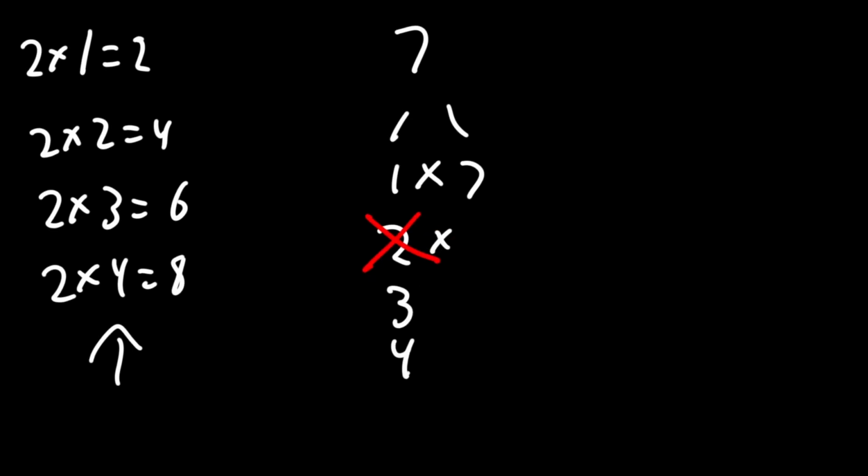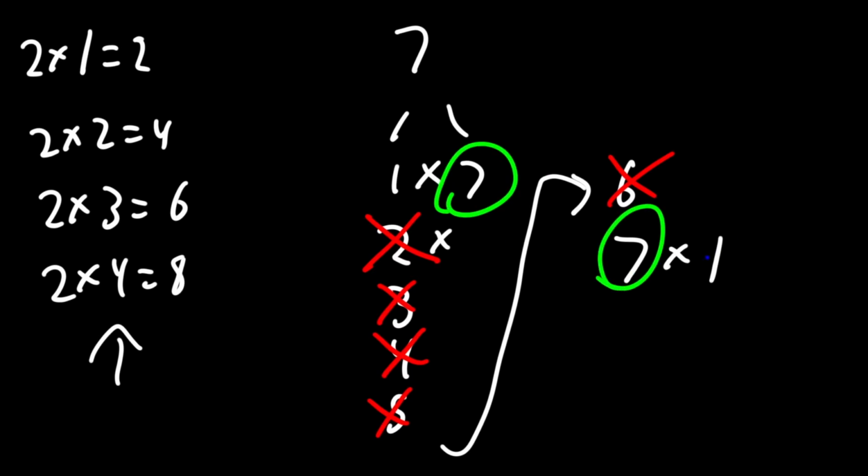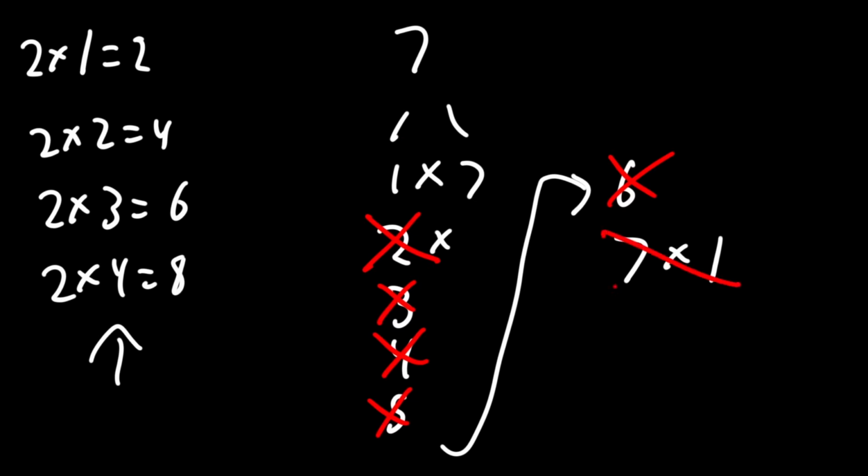Nor is 3, nor is 4, nor is 5, nor is 6. None of these are factors of 7. And if you don't believe me, you can test it for yourself. But what about 7? 7 times 1 is 7. But notice how these factors repeat themselves. So that means these two factor pairs are the exact same. So 7's only factor pair is 1 times 7, and that means 7 is a prime number.